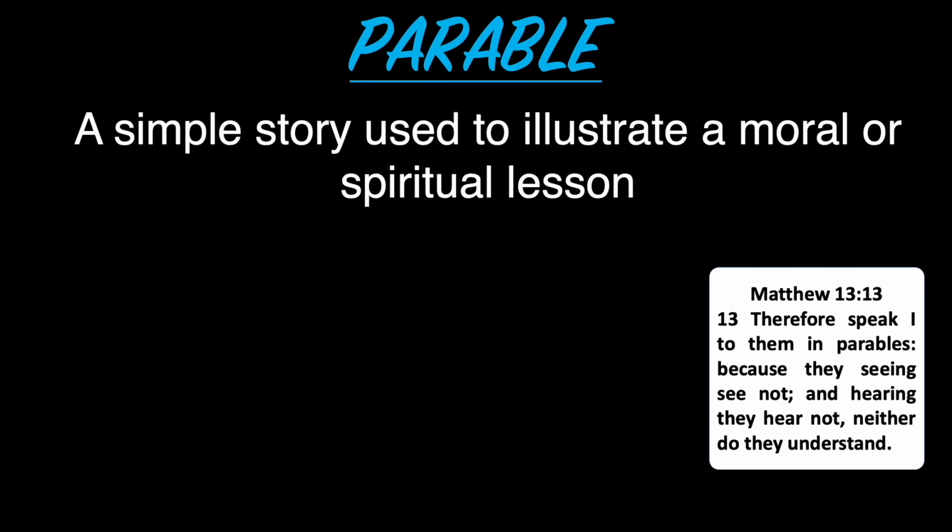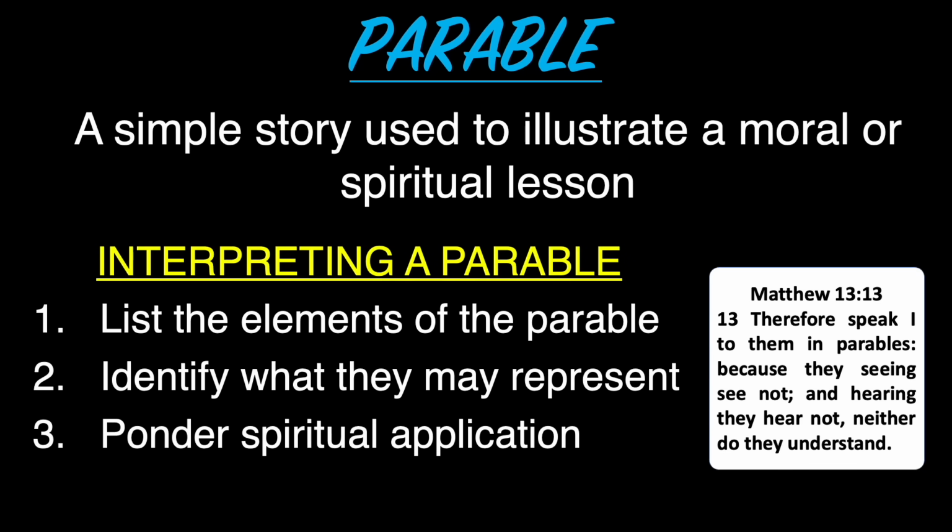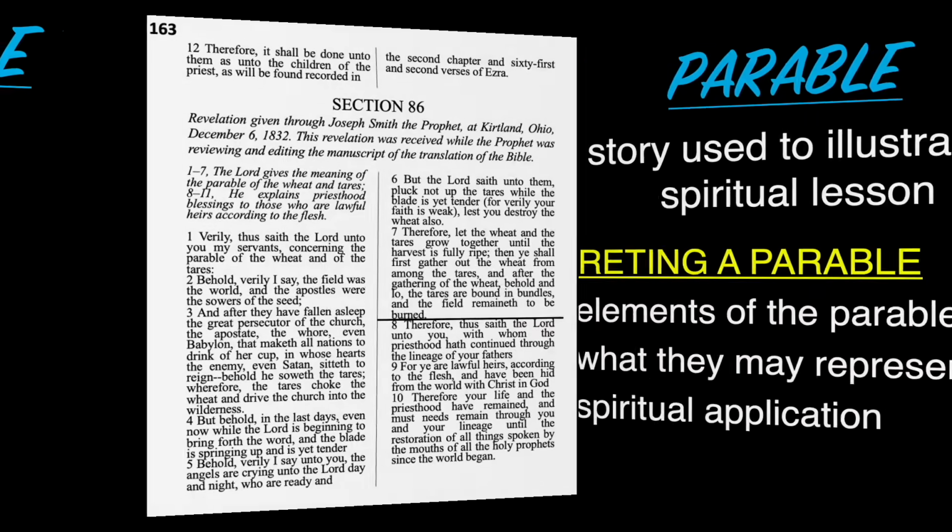So whenever I encounter a parable in the Scriptures, I like to follow 3 basic steps in an attempt to interpret it. And they are, 1, list the elements of the parable. 2, identify what they may represent. 3, ponder spiritual application. So we're going to go ahead and do that for the parable of the wheat and the tares. But we first need to hear the parable.